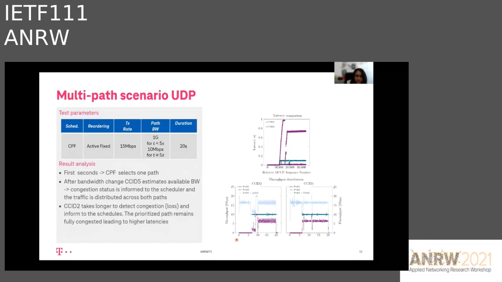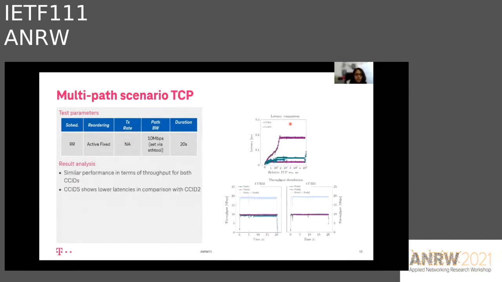As we can see here, in the first seconds, the cheapest path first algorithm only sends data through one of the paths, which is the prioritized path. And once the bandwidth is limited, the congestion control algorithm detects this congestion and informs the scheduler. And at this point, the scheduler starts transmitting through the secondary path. We can see that the CCID5 reacts quite faster than the CCID2, and we can also see that for the CCID2, the primary path remains congested, which leads to higher latencies.